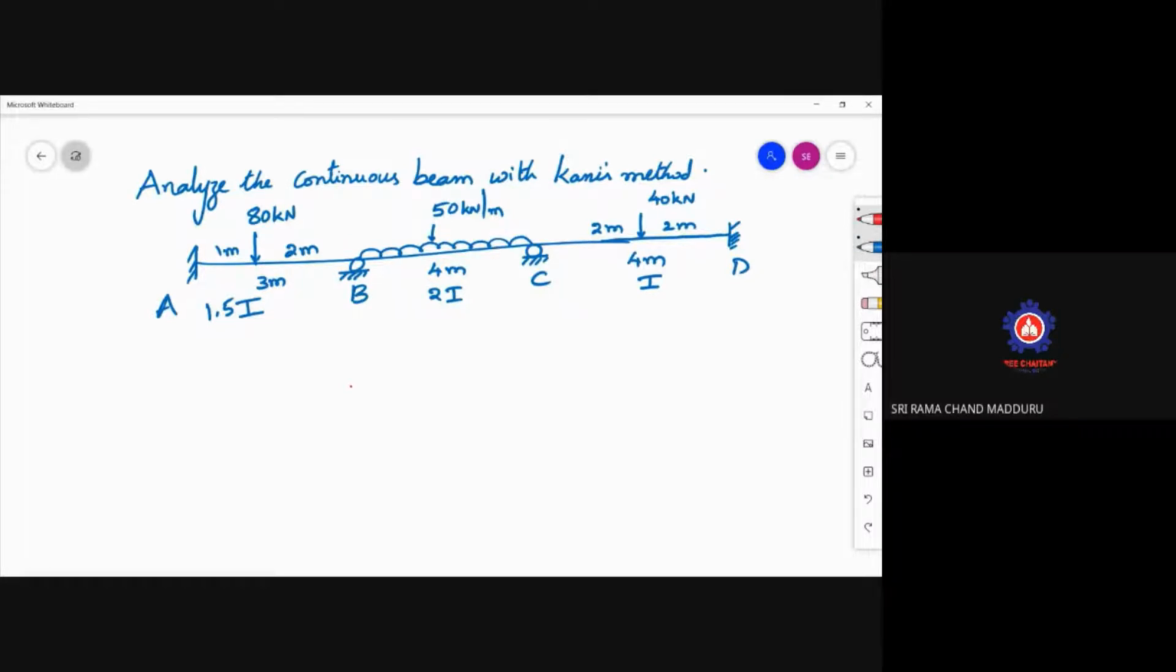This is the problem, so they are asking us to analyze with the help of Kani's method. You people know how to analyze with the help of moment distribution method. So initially the distribution factors used to be calculated. Now we have to calculate the rotational factors at each joint. At A as well as at D, the rotational factors will become 0 as they are fixed supports. Now you need to calculate the rotational factors at B as well as at C.